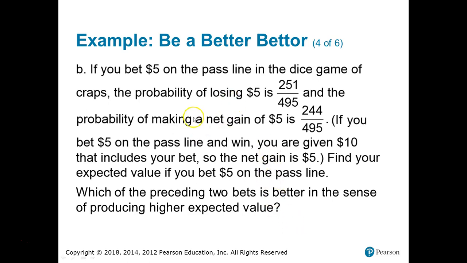So you bet $5. There's a 251 over 495 chance of losing and a 244 over 495 chance of winning that $5. So you can see that the odds of losing are slightly higher than 50%. If these numbers were equal, they'd be exactly even, but this is a little higher, which of course makes sense because the casino is not there to help you make money, they're there to win money. So we want to know, what is your expected value if you bet $5 on the pass line? And which of the preceding two bets is better in the sense of producing a higher expected value?